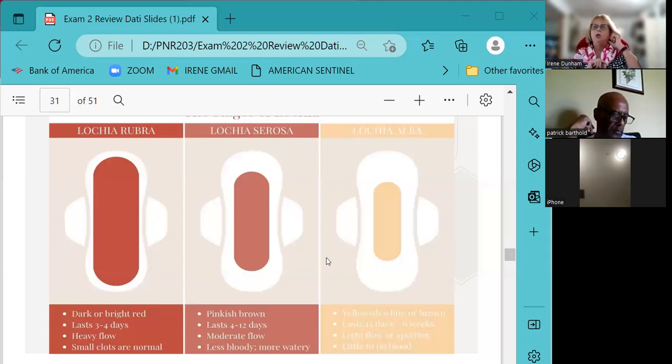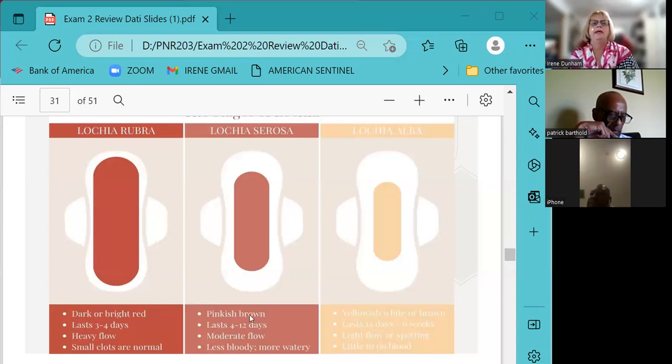All right, then we have lochia. Now, lochia, you know, is the drainage. So you have lochia rubra, serosa, and alba. Rubra is like bright red, and that can last for the first couple of days. It's all according to what book you're looking at, but usually about 2 to 3 days. It's a heavy flow of blood. The main thing I want you to know about is bright red. And sometimes they have little clots, not big clots, little clots.